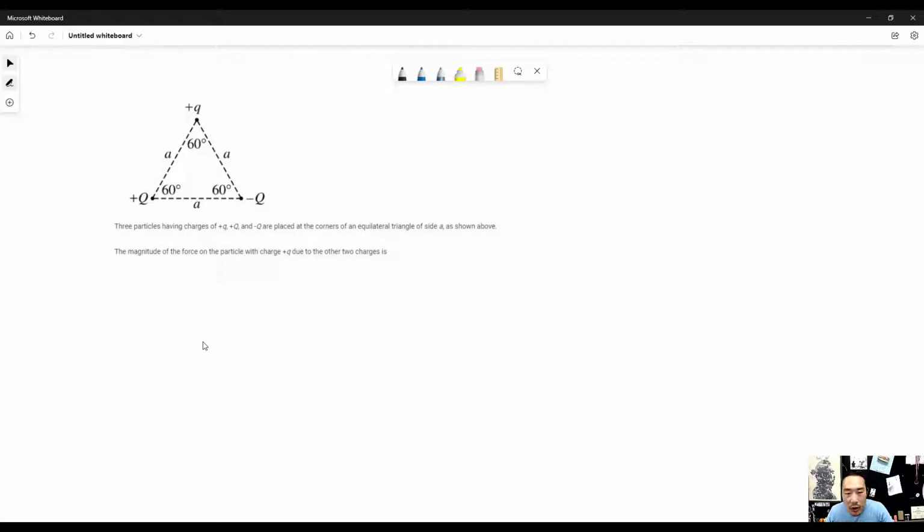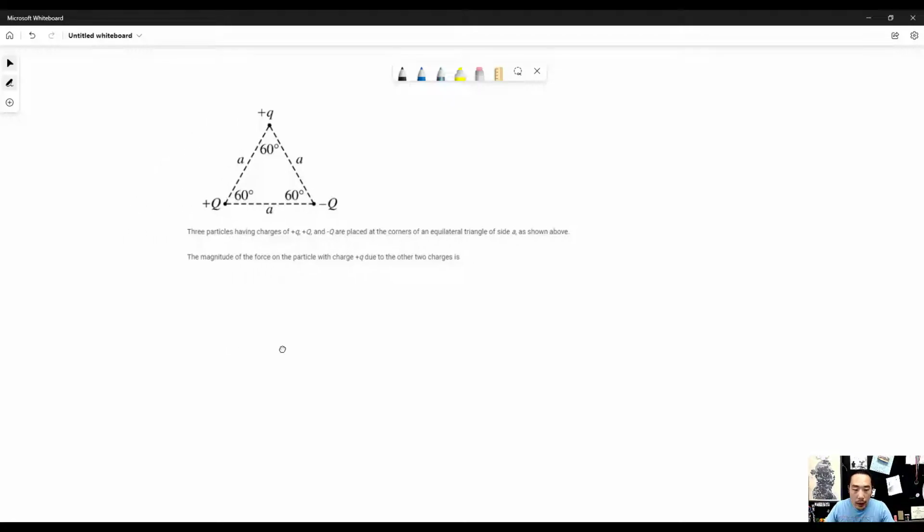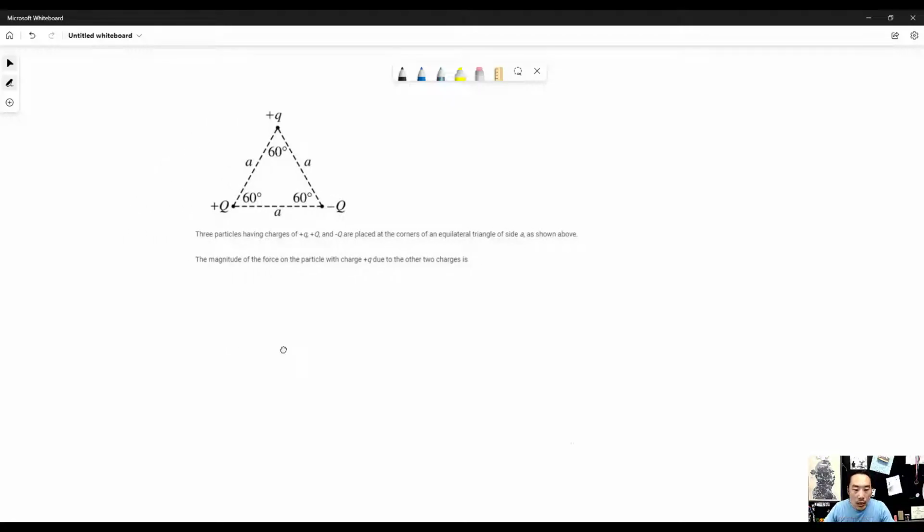Okay, so this is a 3-charge problem. And for the sake of making it easier for us, it is an equilateral triangle. To make things a little bit easier for us, we'll make the lower left-hand corner capital Q1, and we'll make the lower right-hand corner capital Q2.